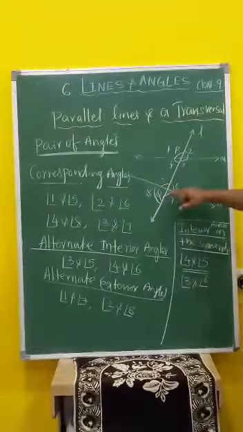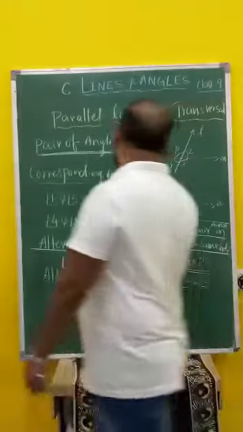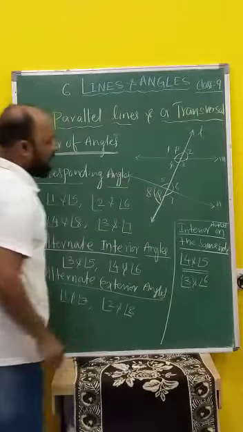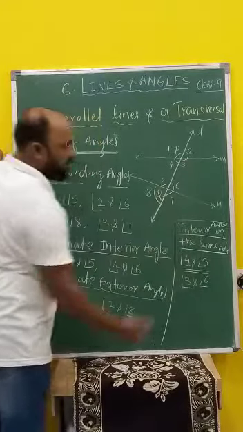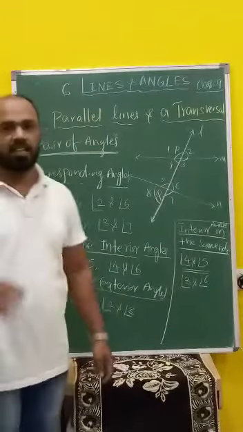And next is interior angles on the same side. What are they here? Angle 4 and angle 5, and next, angle 3 and angle 6.